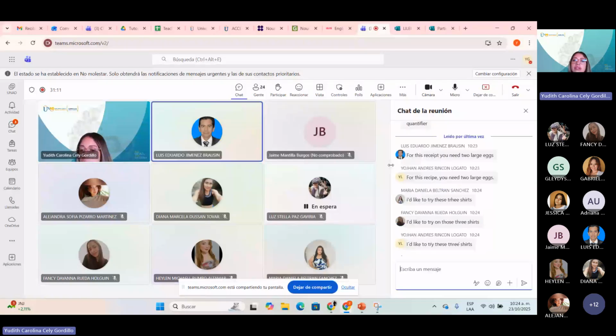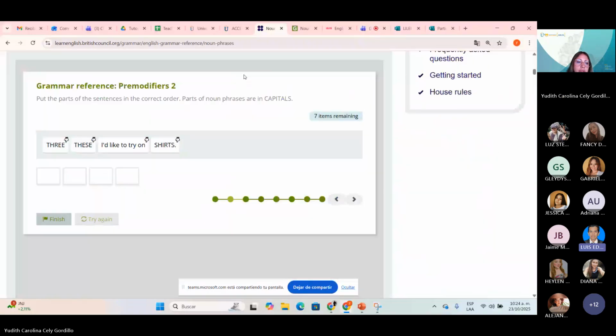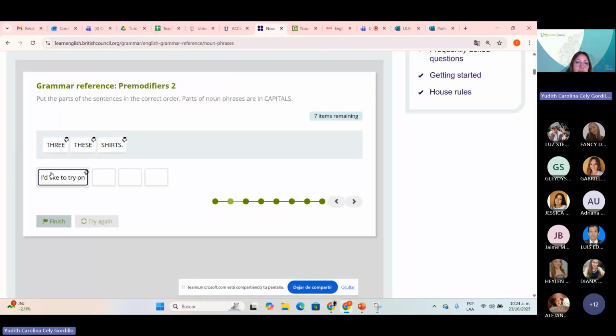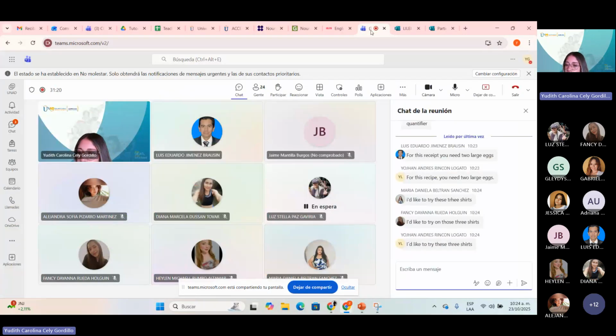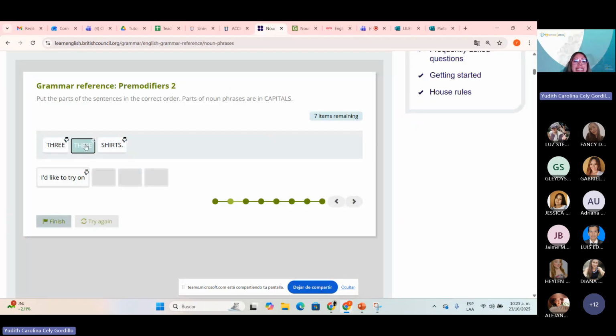I would like to try on it. That's information about the first one. I would like to try on. That's right. And those, that is about the word. I don't have this one. Okay, that's no problem. 3 shirts. Okay, that's right. Let's continue.